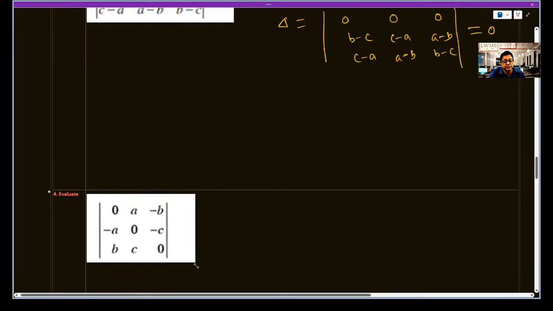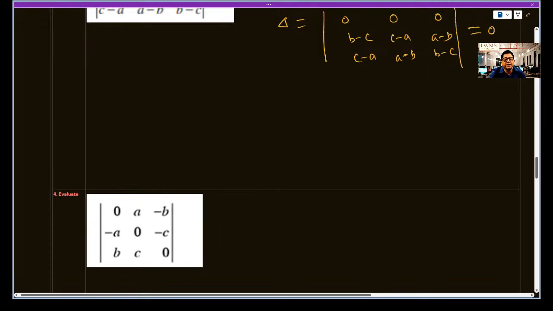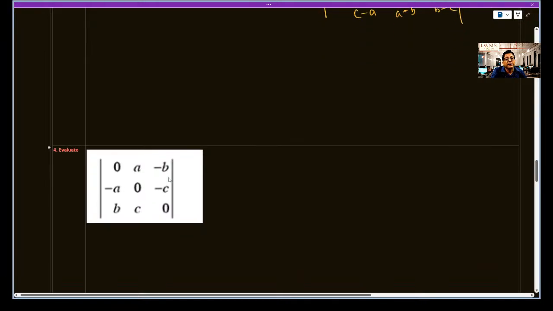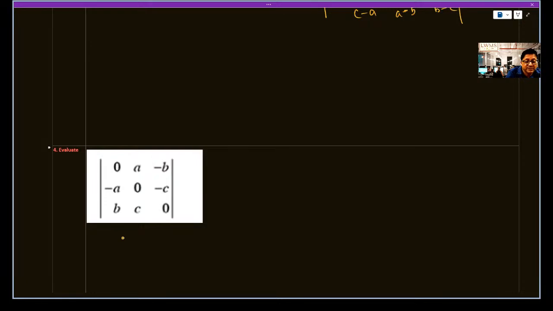Evaluate this one. Very interesting sum. You cannot expand. I am telling you, do all these things by using properties. You have to use properties, nothing else. This determinant is known as a skew symmetric determinant, and the order of the determinant is 3. Remember, if it is a skew symmetric determinant of order 3 or 5 or 7, I mean odd, the value must be 0 always.